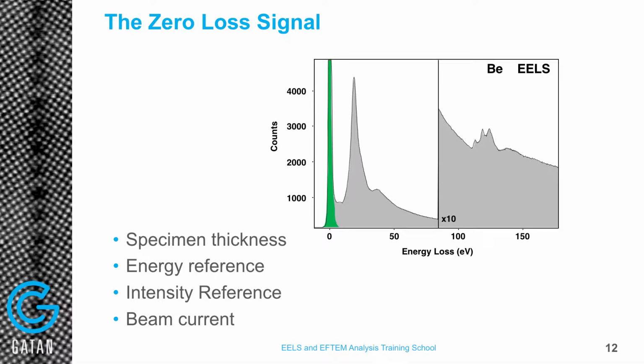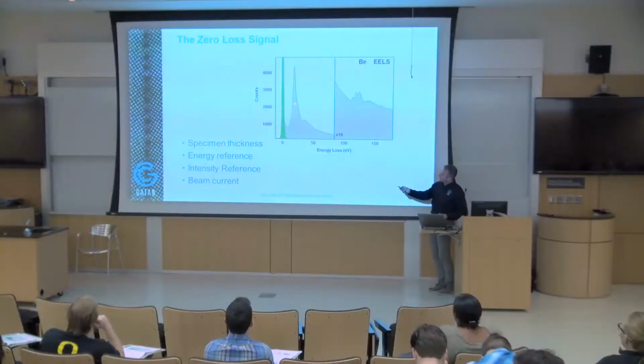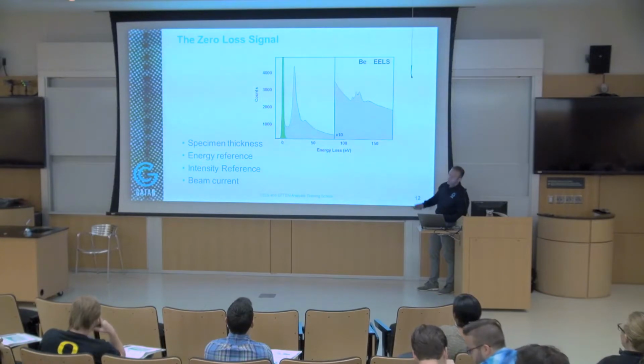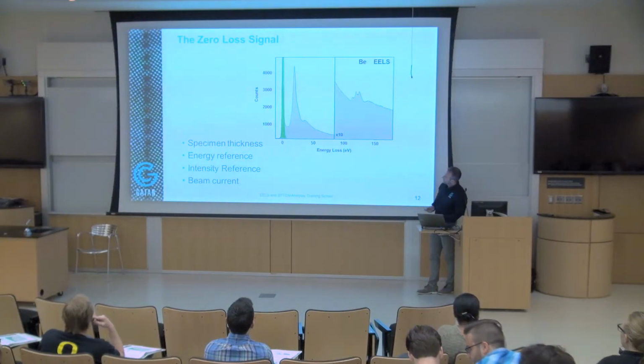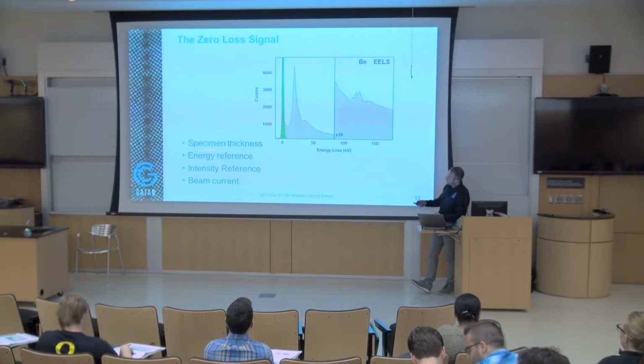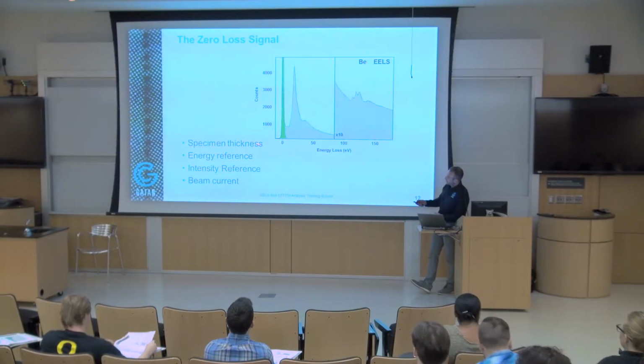If you look at the zero loss signal, highlighted in green, you can tell by the name, zero, that for the most part it is made of electrons that didn't lose any energy at all. So why is the zero loss peak important? The zero loss peak is important because we need to extract specimen thickness information, and I'm going to show you how.